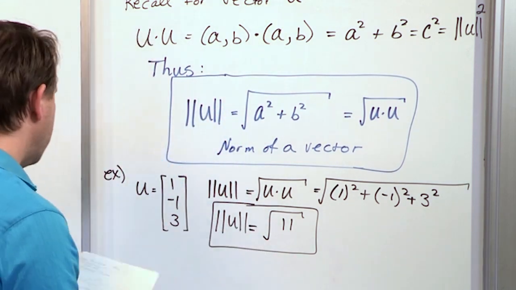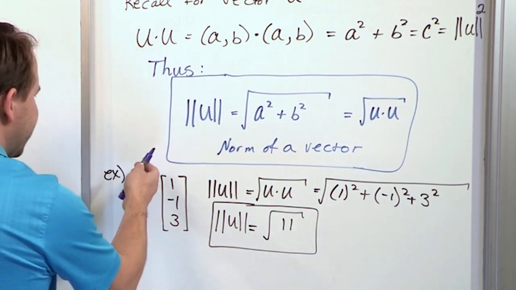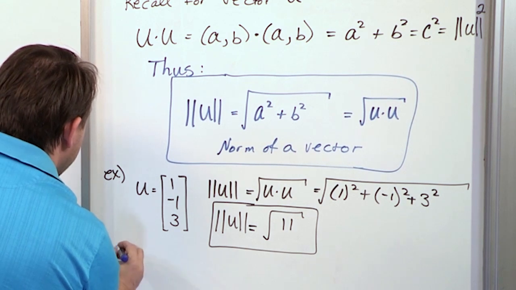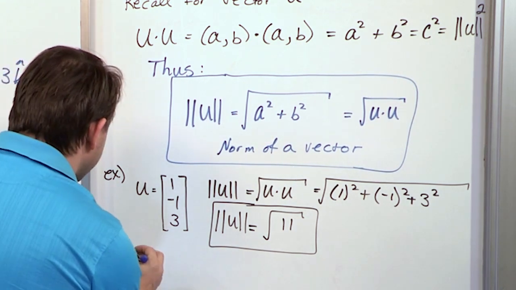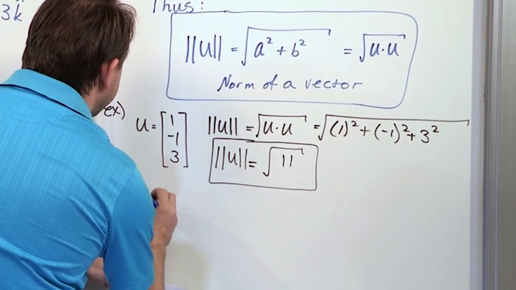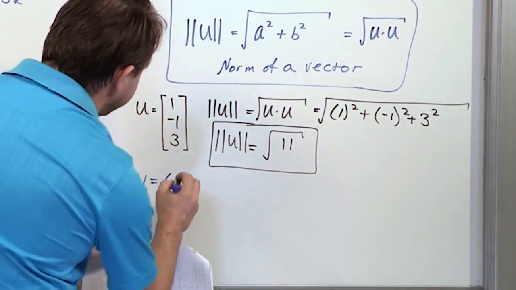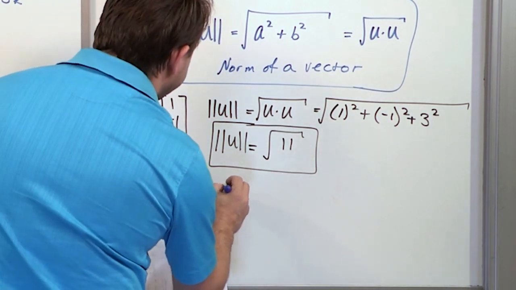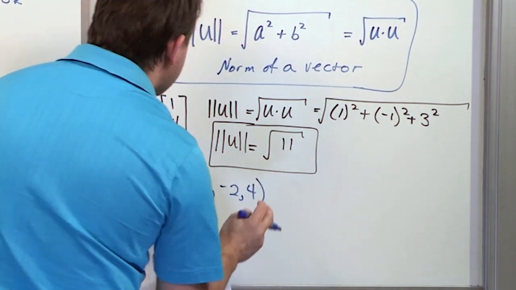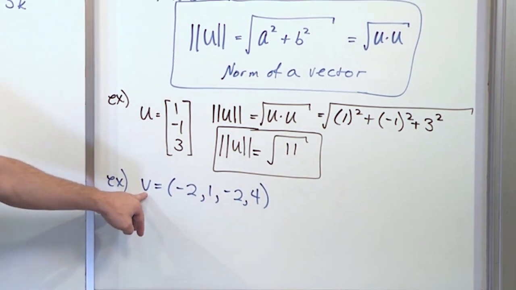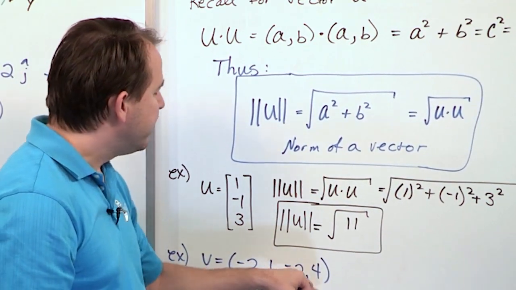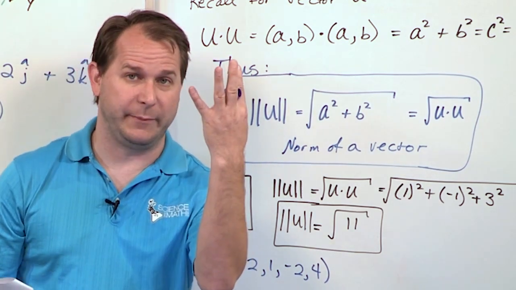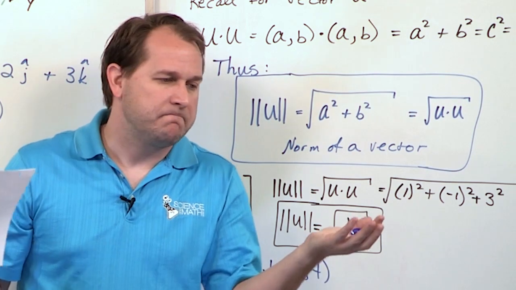All right, so as another quick example, here I was given a vector in terms of a column of numbers. What if I'm giving the vector in terms of an n-tuple? Right, so let's say I'm given v is equal to negative 2, 1, negative 2, 4. Now notice in this case, this is an n-tuple, and I've got 4 numbers. So this is not two-dimensional space, it's not three-dimensional space, it's four-dimensional space.